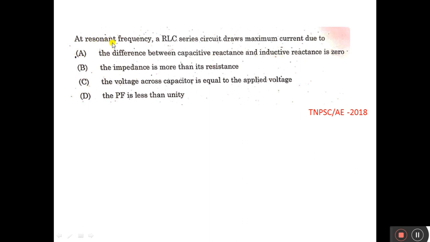At resonance frequency, a RLC series circuit draws a maximum current. In a series RLC circuit, we know at resonance Xc equal to XL. So Xc minus XL becomes 0. So from the options, we can directly say the difference between capacitive reactance and the inductive reactance is 0. So option A is the correct one.